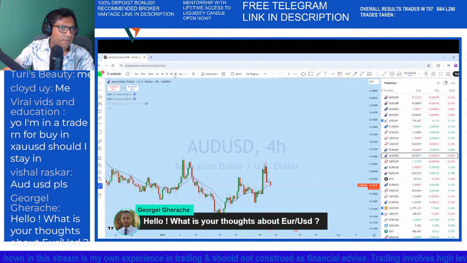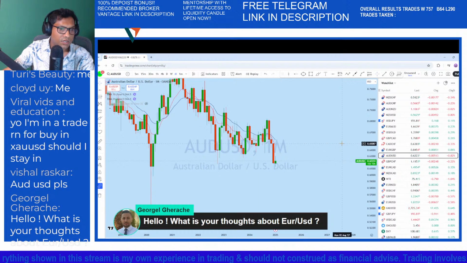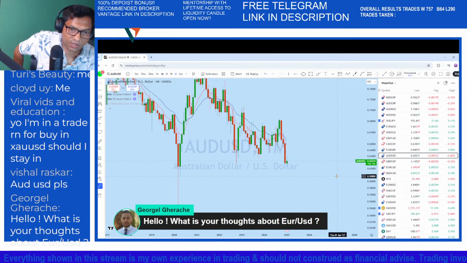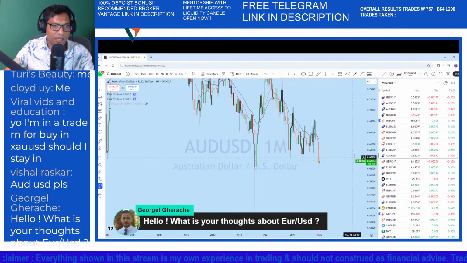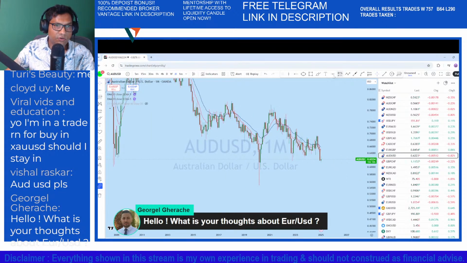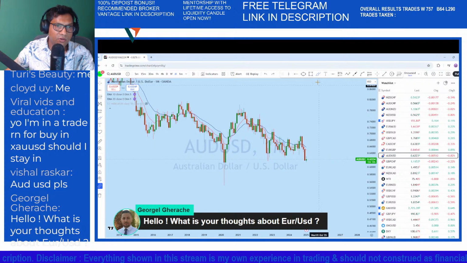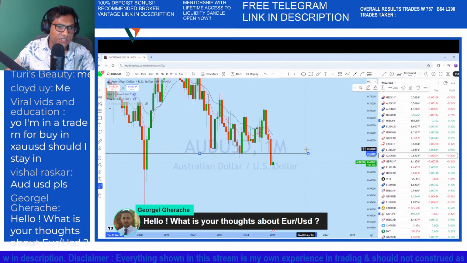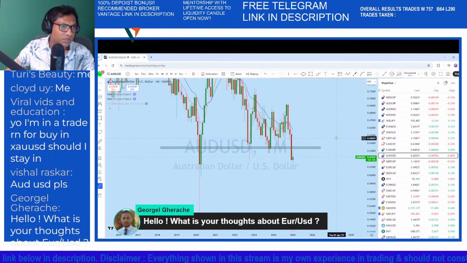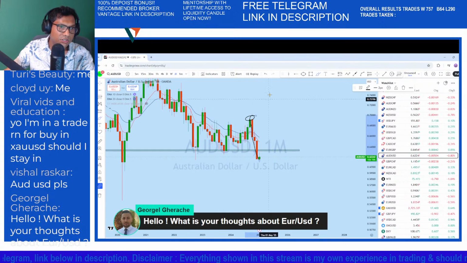AUD/USD. Let's look at the monthly to see where the market is heading. Looking at the monthly chart on AUD/USD, you can see that this is a long-term downtrending market structure. There is a bounce here, it grabs the liquidity, then completely drops back below this level where there is high liquidity. This is a support turning resistance on AUD/USD from the monthly. From here there is a big drop to the support level.